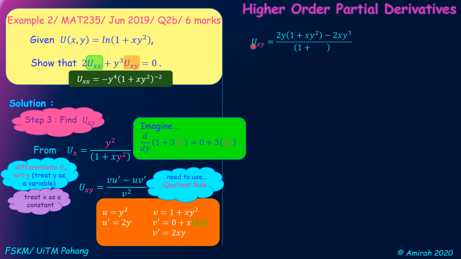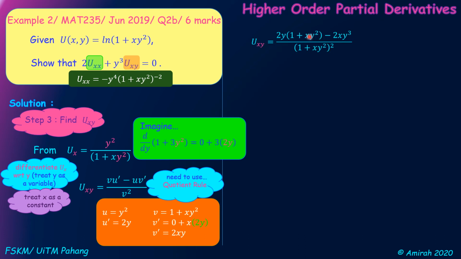After that, we substitute u, v, u prime and v prime here. That means we can cross multiply. We multiply 2y and 1 plus xy squared, and in between is minus. Then we multiply u and v prime here, so we get y squared times 2xy, which equals 2xy cubed, over v squared. We replace v by 1 plus xy squared, bracket squared.